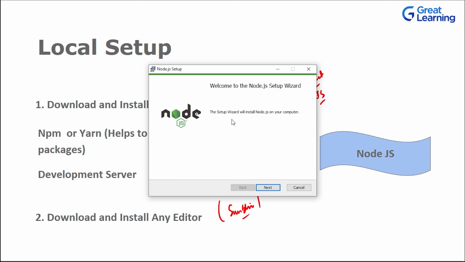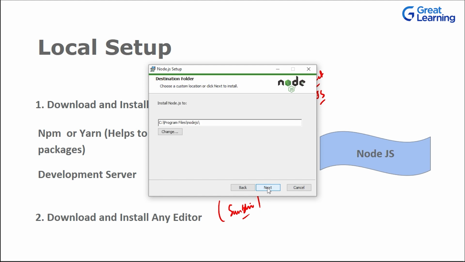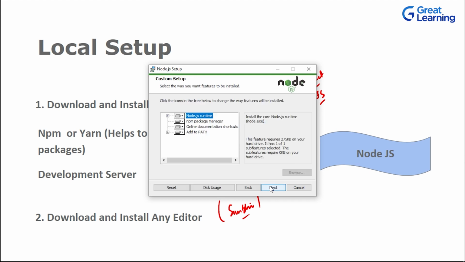Okay, so it has checked the space requirements. Now click on next. Click on the checkbox to say I accept the terms in the license agreement, and click on next. If you want to change the path, feel free to change it over here, but I don't think there's a need to change this location. For me, I'm going to keep it as it is and click on next. These are the features that will be installed: the Node.js runtime and the npm manager.